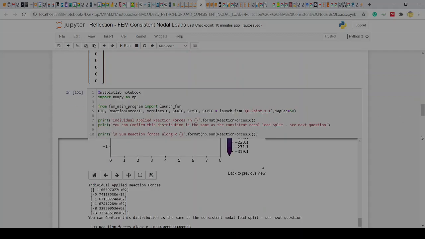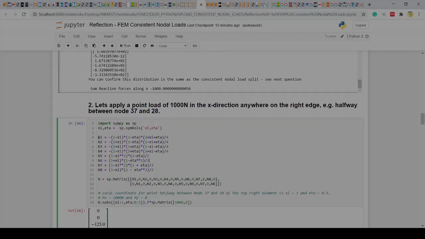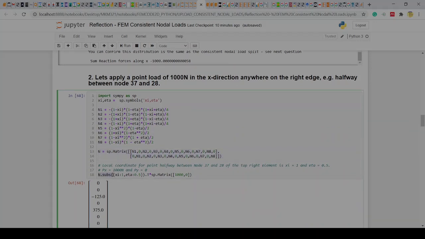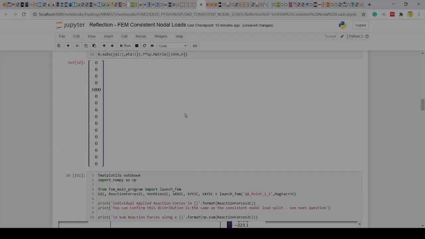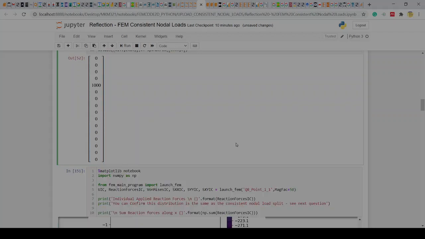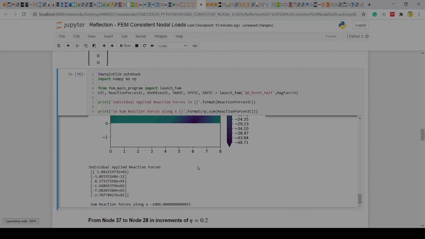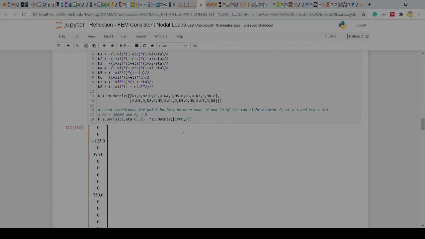So let's do that. Again, same story. Get my shape functions, put them into the N matrix, and now I'm just evaluating at psi equals 1 and eta equals 0.5, and I multiply by my point loads that I'm going to apply, 1,000, 0. So everything's exactly the same as before. The only difference is I'm substituting an eta of 0.5, and let's run that. And if I run that, then all of a sudden what I see is the consistent nodal loads I have to apply to represent 1,000 newtons being applied between those two nodes. And so what this means is, at node 1, nothing.